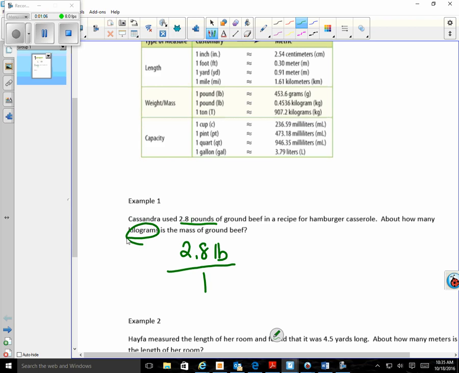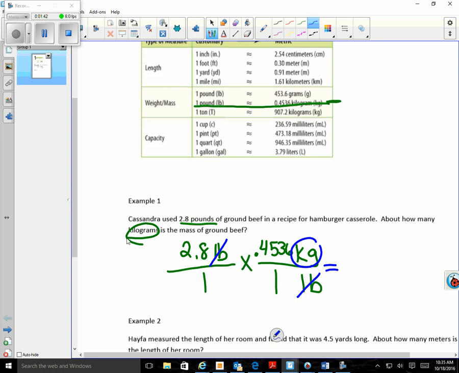I'm going to come up here to the top, and I'm converting pounds and kilograms. So I'm looking right here in my table. Since I want my answer in kilograms, I'm going to put kilograms on top, which means my pounds go on the bottom. So from my table, it is 0.4536 kilograms for 1 pound. And again, I pull those numbers straight from this line right here. Now all I have to do is multiply these two fractions. My pounds will cancel out, leaving me with my kilograms. So I know my answer is going to be in kilograms. And all I have to do now is multiply these two decimals together.